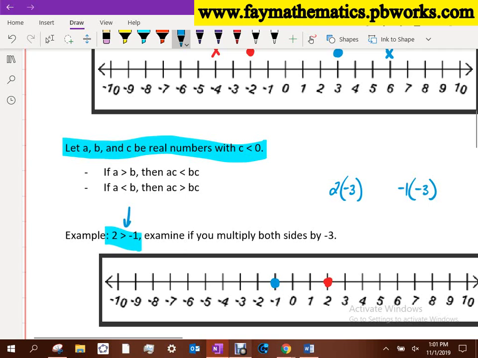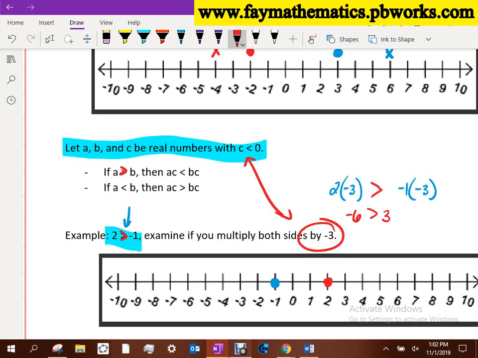If I leave my inequality the same direction, I'm just choosing a c value. Somebody said, why are we multiplying by -3? I'm just choosing a c value that matches up to that rule right there. C is negative. Okay, so then we get negative 6. This inequality was what we started with, right there. And this result would be, what's negative 1 times negative 3? 3.